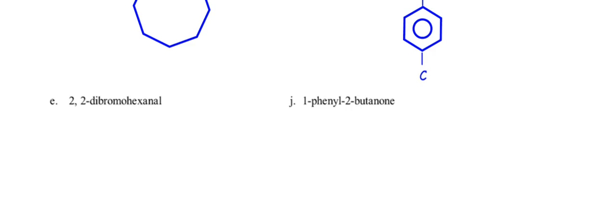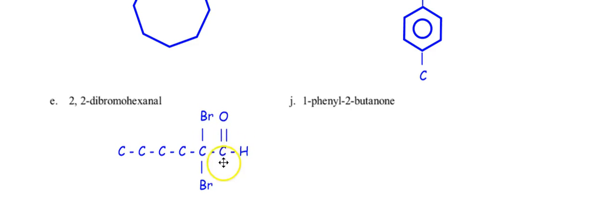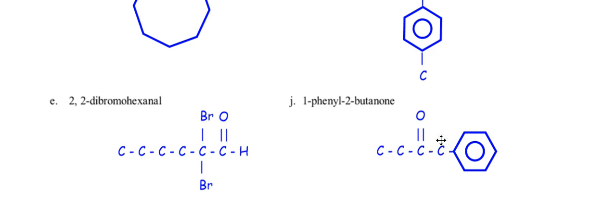Now we have 2,2-dibromohexanal. It's an aldehyde, so here's my aldehyde, and here's carbon number 1. Here's my carbon number 2 with my 2 bromines, and I have 6 carbons in total. And last but not least, I have 1-phenyl-2-butanone. Here I made this carbon number 1, and this is carbon number 2. I have my ketone here and my 1 phenyl group here.